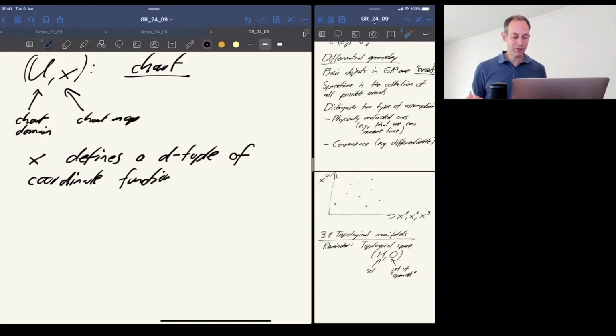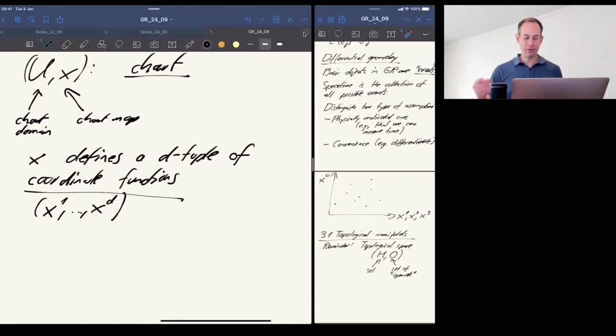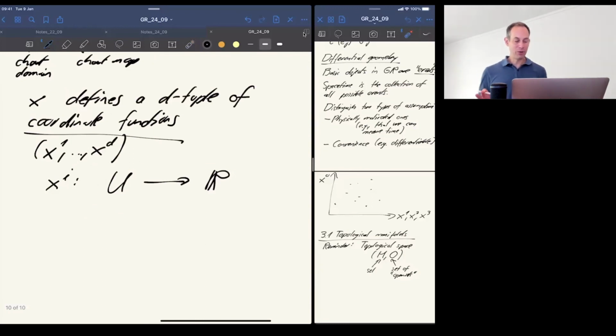So the coordinate functions are just, I mean, that's the obvious thing, because if I have a chart that goes into R^D, that's equivalent to saying that I define D functions, namely one for each coordinate. And each function is therefore a function that goes from this region U to R. I'm not saying more about that for the moment. This is just terminology we'll use later.